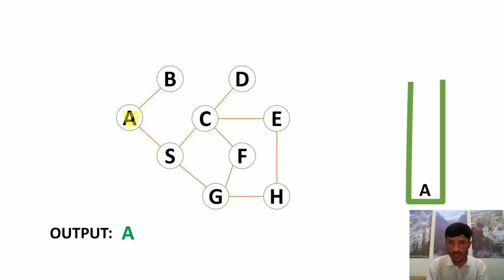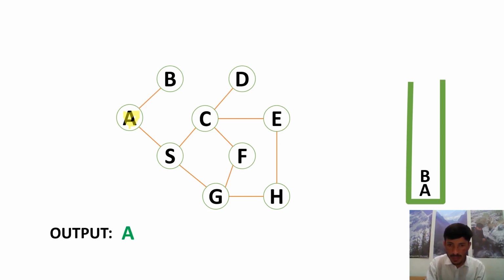Now, according to the depth first search technique, we will check the top of the stack symbol. We will have A here, and we will check all the adjacent unvisited nodes of A. We will have B and S here. Following the alphabetical order, we will push B onto the top of the stack. Now we will add it to the output sequence and mark it as visited.